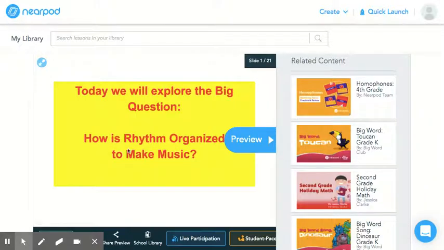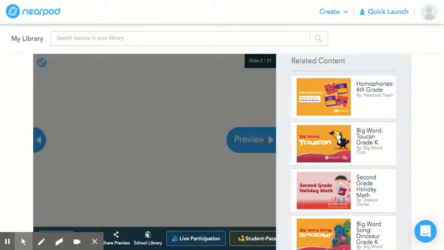Okay, here is a Screencastify preview of this Nearpod I created for fifth grade for my big question, how is rhythm organized to make music? Okay, and so here I'm going through.